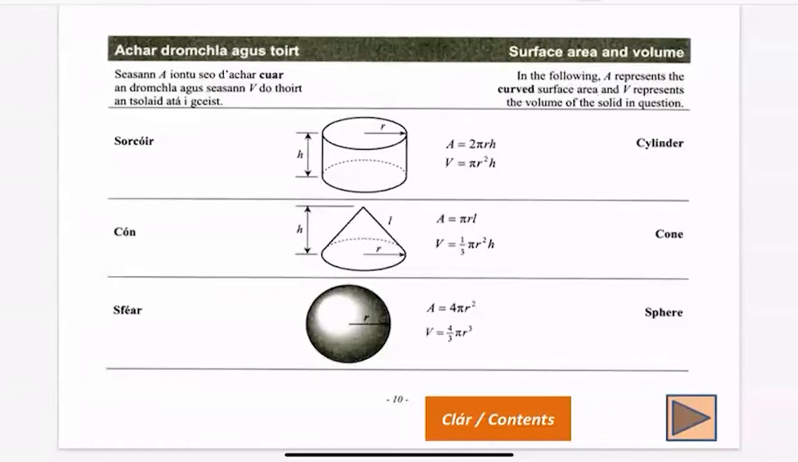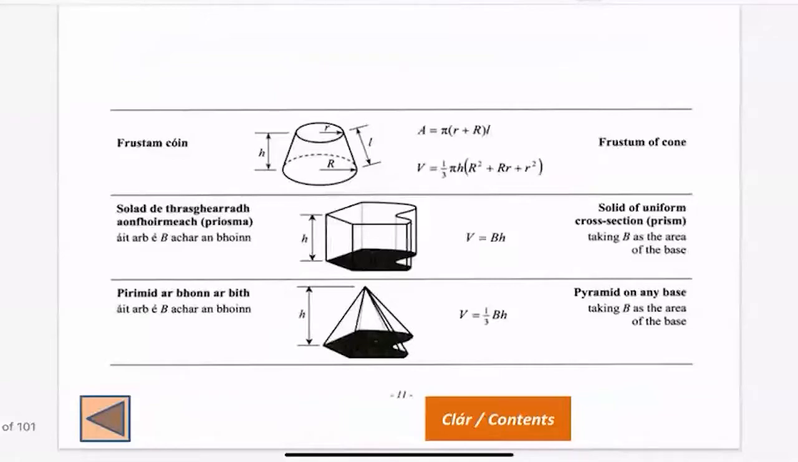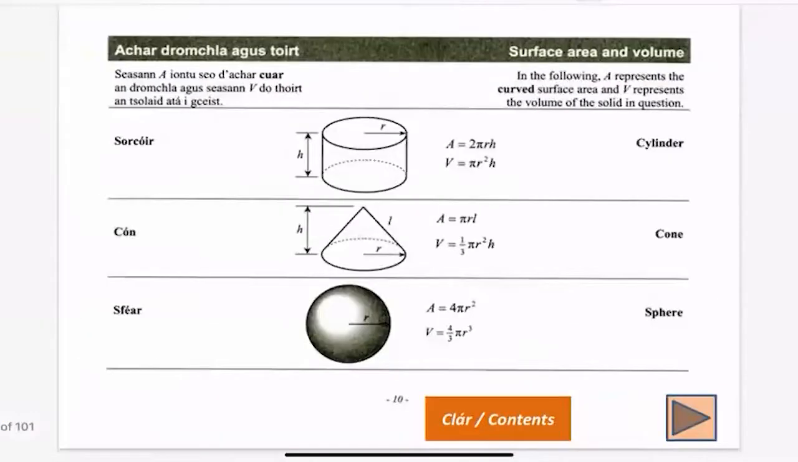So we're here in the log tables. I have a cylinder, a cone, a sphere, and a frustum of a cone. A hemisphere, hemi always means half. A hemisphere is half a sphere, like we chopped it across the middle in half and you're getting the volume of a hemisphere. In your log tables, A is curved surface area, V is volume. It tells you up there in the corner. So I'm here at the V equation.